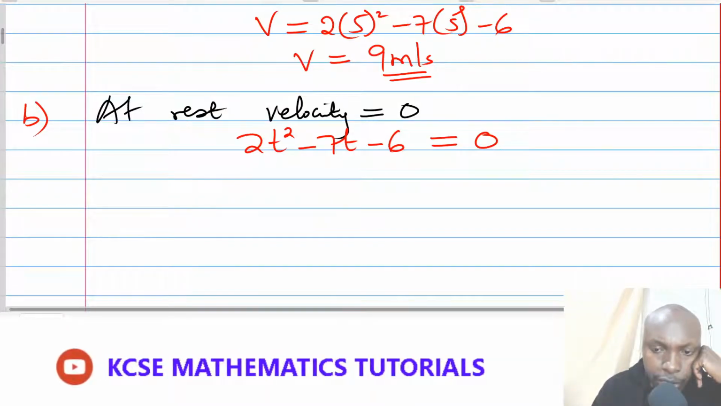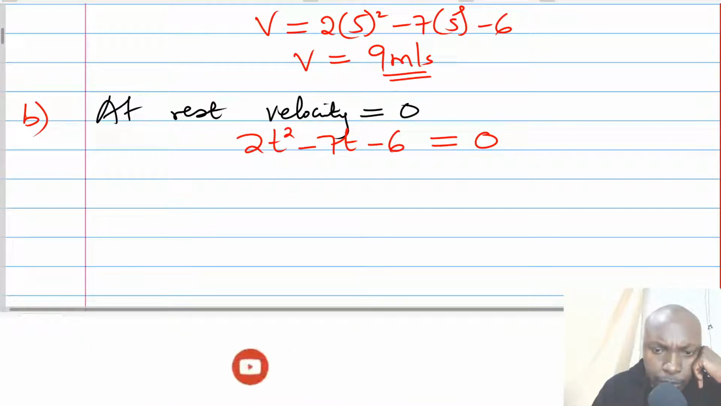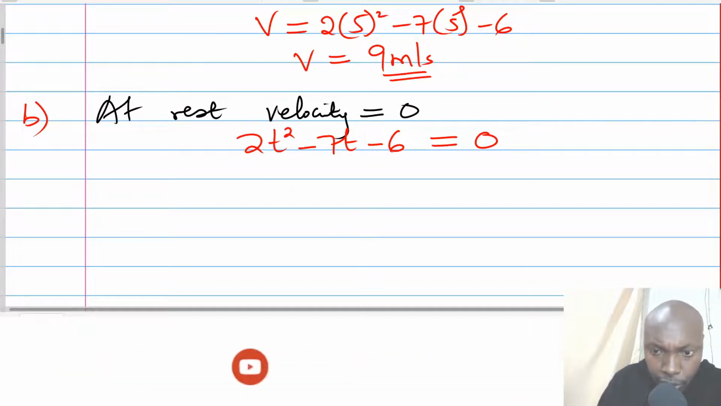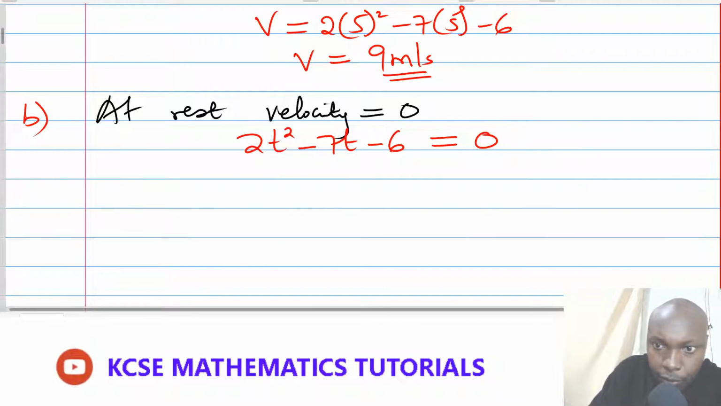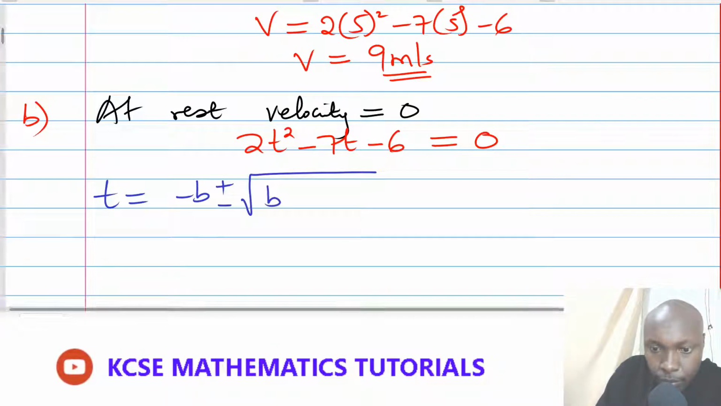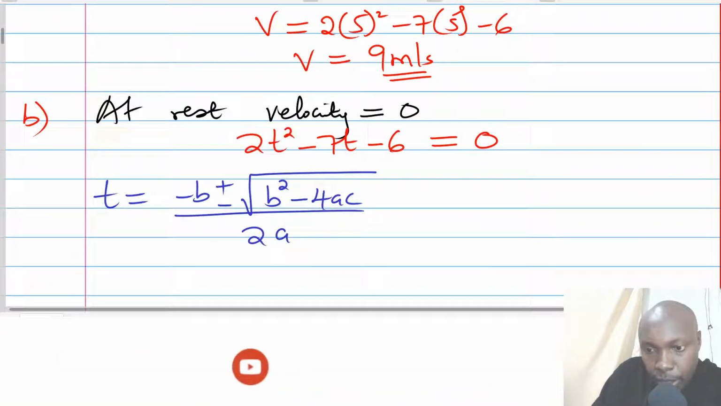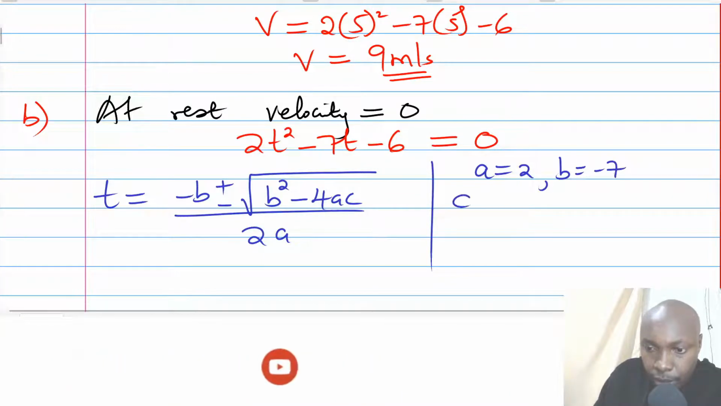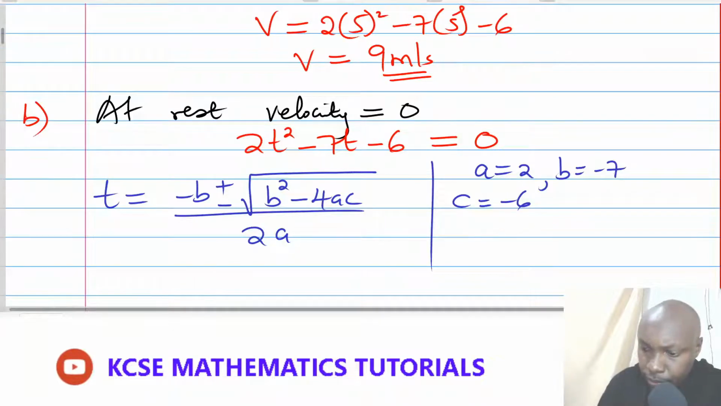When I look at factorization, it will not be possible. Two numbers whose product is -12 and sum is -7, we may not get that. So to work this out faster, we shall use the quadratic formula. The quadratic formula goes like this: t is given by -b plus or minus the square root of b squared minus 4ac, everything divided by 2a. In this case, a is 2, b is -7, and c is -6.